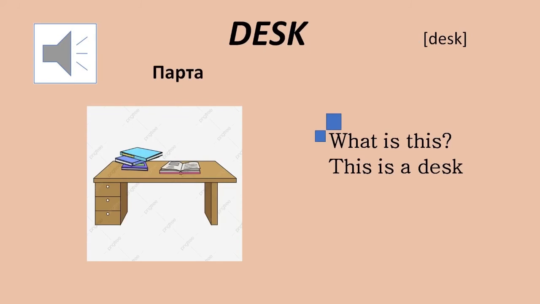Келесі сөз desk. Desk. Парта. For example, what is this? What can we see? Бұл не? Бұл парта. What is this? This is a desk.